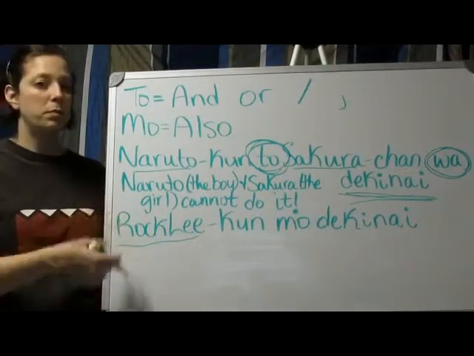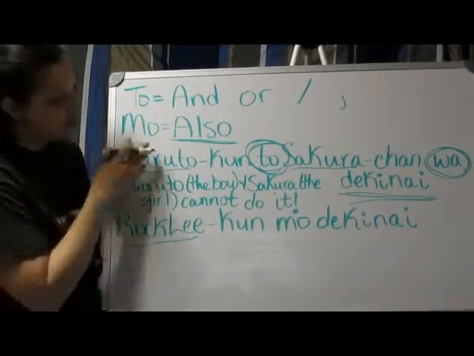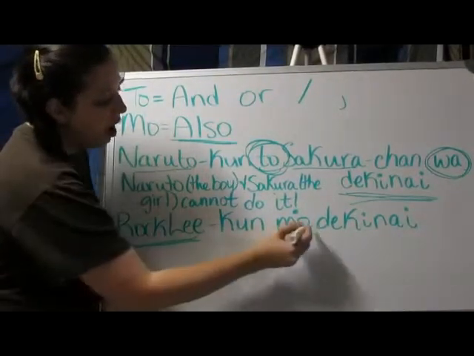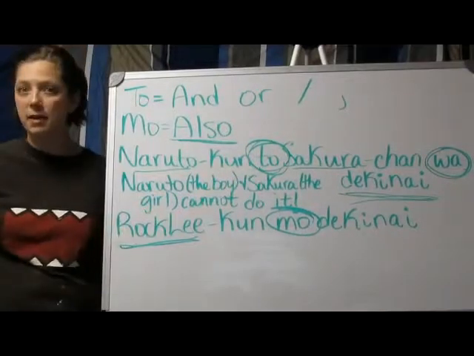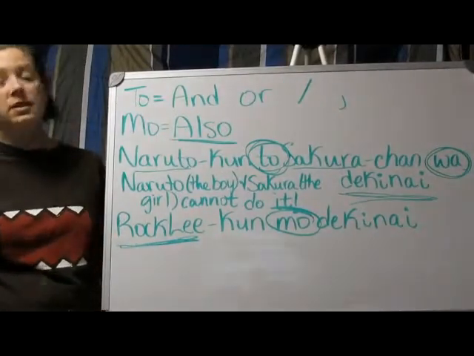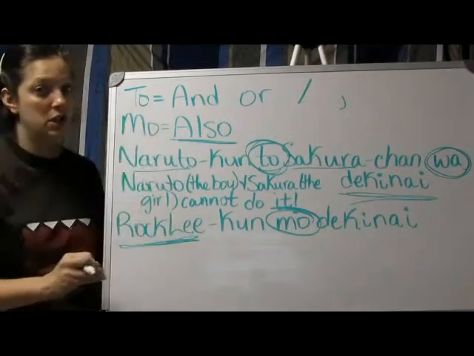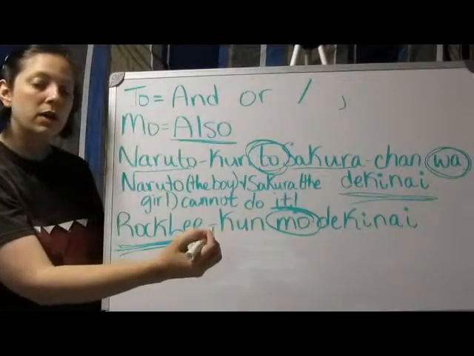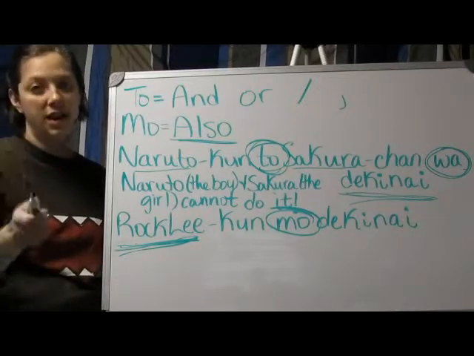So these are pretty straightforward, and mo being also allows you to separate it out and say, well, you know what, not only can they not do it, but this person also cannot do it. So if you were making your list and you forgot somebody, or if you wanted to separate them out because this person's like particularly skilled or powerful or whatever, to prove your point that this is like super hard to do because even this person can't do it, then you could separate it out and use mo. So now let's move on to the next two particles, which are de and ni.